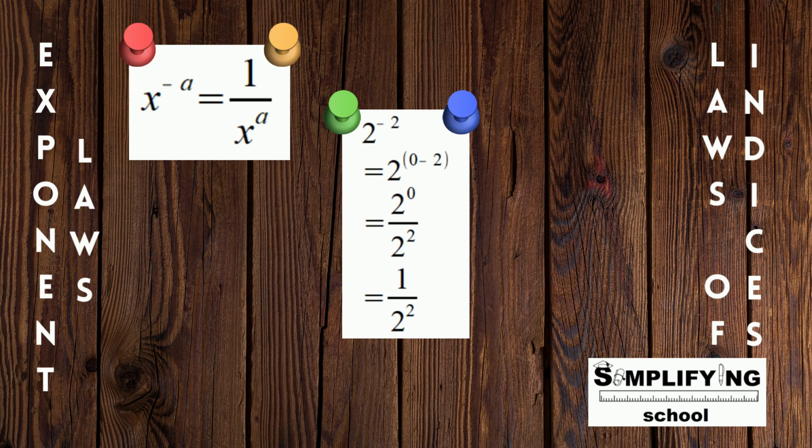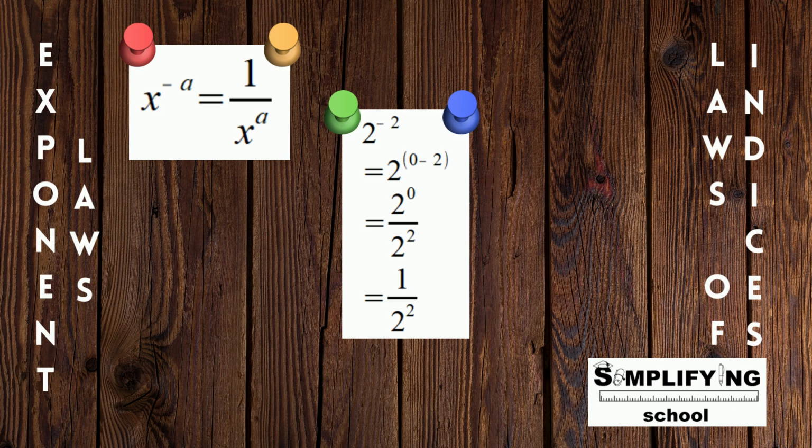The next one we're going to look at, I think this is number 4 now, is x to the minus a is equal to 1 over x to the a. Now here, I'm going to use once again the simplest one, 2 to the power of minus 2. We know whether we talk about minus 2 or 0 minus 2 doesn't change anything to the value that we're working with. So we're going to say we're actually working with 2 to the power of 0 minus 2.